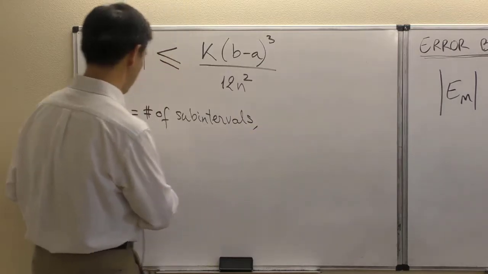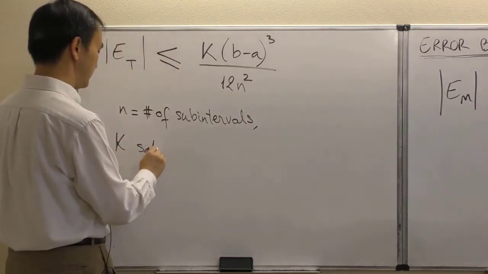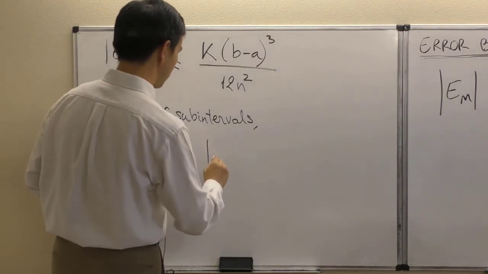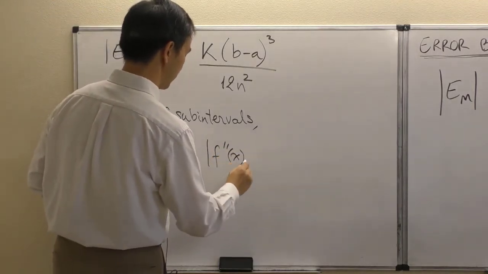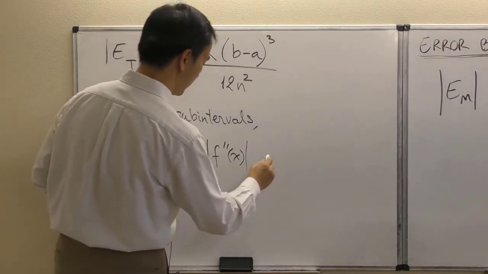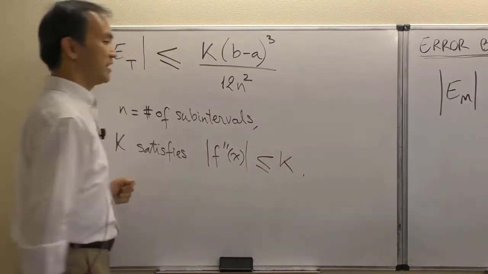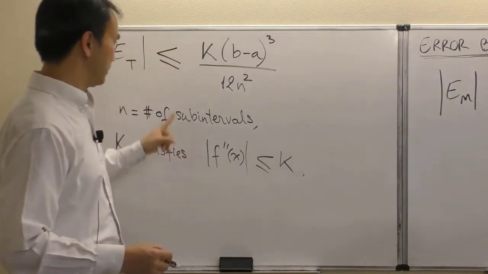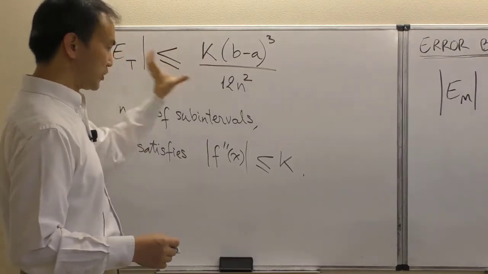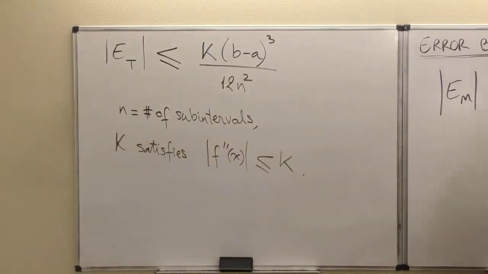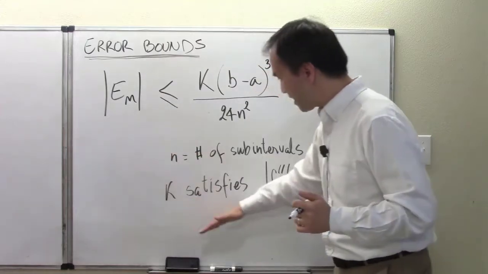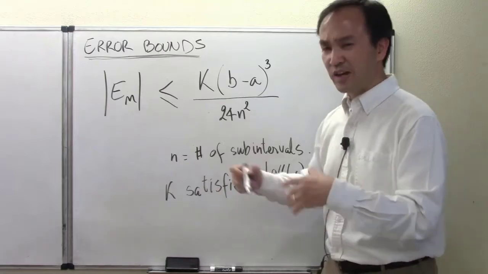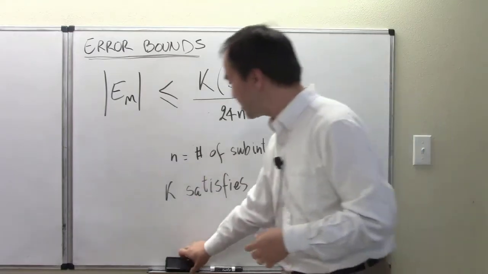And then k has to be a value that satisfies the second derivative of the function in absolute value being less than or equal to k. That's what we know. So there's the same requirement about the k right here, and it's useful for the error bound formula. And the same explanation applies to the n and the k right here. So I can actually put the other formula in this little empty space here as well.